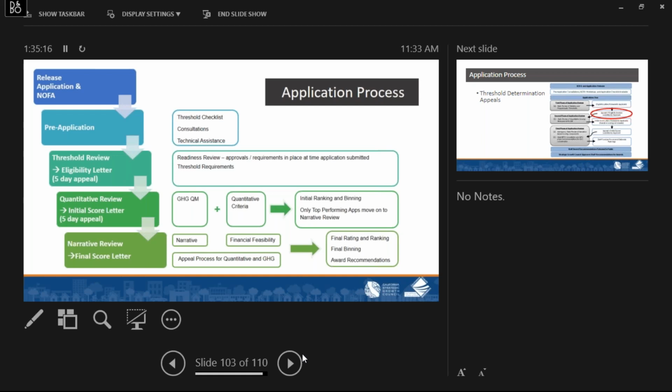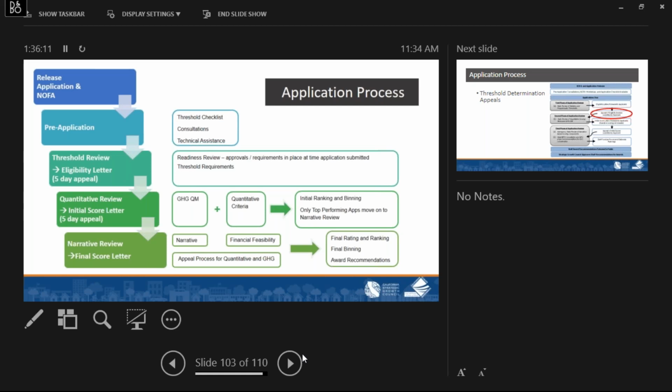And then staff will go through a quantitative review process, looking at those quantitative policy scores, and the staff at the Air Resources Board will be looking at the benefits calculator tool to determine the ranking and binning for those projects. This will also have an appeal period of 5 days for each of the quantitative policy scores, as well as the points associated with your vehicle miles traveled reduction and your overall greenhouse gas emissions reduction. Only the top performing applications will move on to narrative review. We have a threshold that at least half of the 85 points that are scored at that time have to be received in order to move on to narrative review.